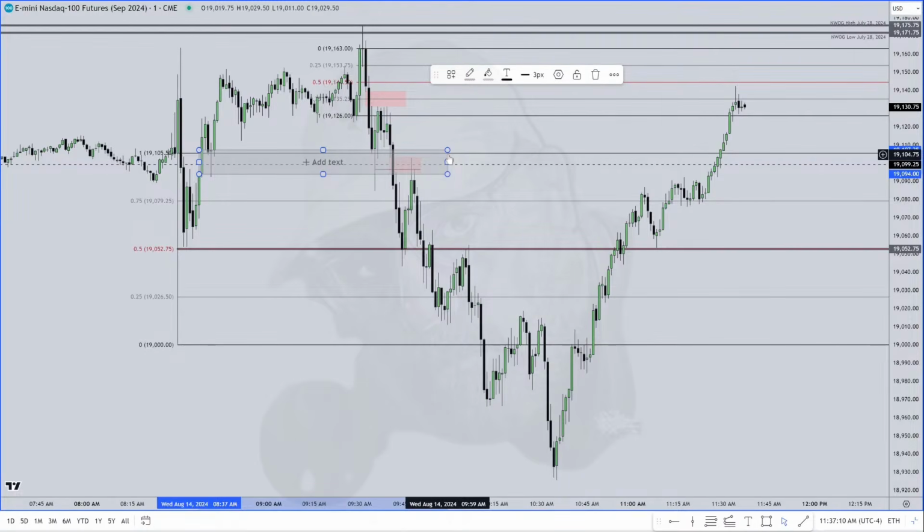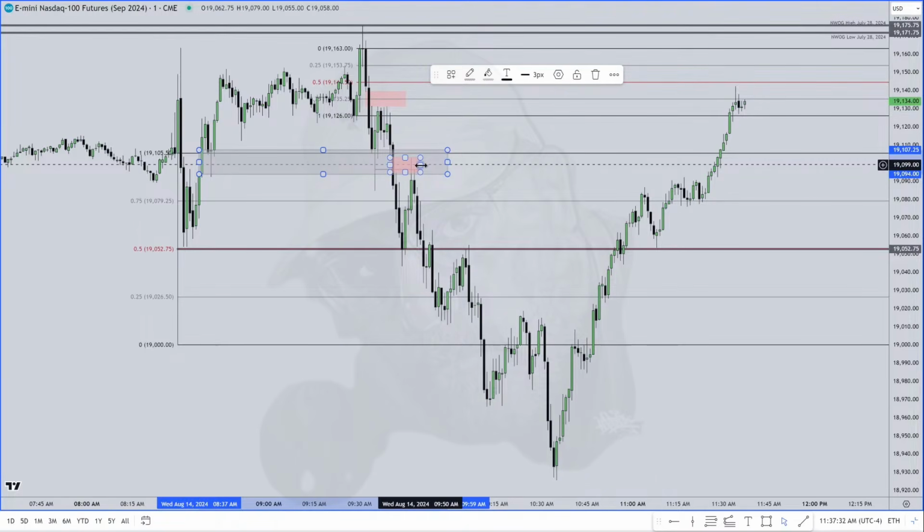But listen, what I have said many, many times. If this is the gap here to here, extend it over. Look at that little square right there. That's the midpoint. That's consequent encroachment of what? That gap that is now going to be expected to be what? An inversion fair value gap.